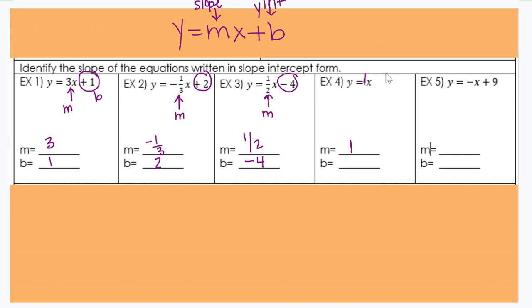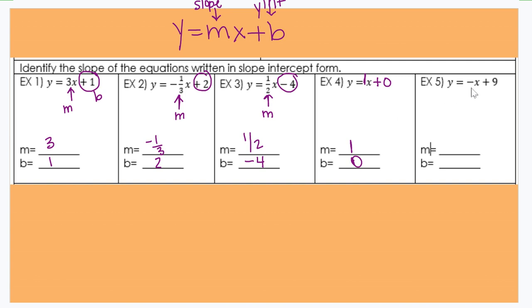Now we also want to look for what's after the x, and there's nothing there. So in algebra, what represents nothing? Well, that would be just 0, plus 0. So our y-intercept is 0, which means that this graph of the line is going to go through 0, 0.